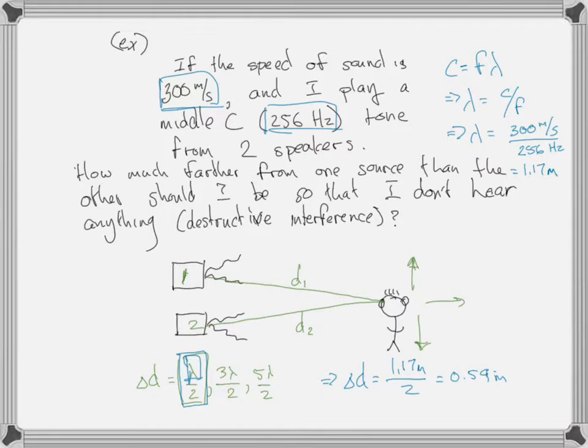And of course, I can also be 1.17 plus 0.59, which is 1.76 meters farther from one than the other. Do you see why it's 1.76? Because it's 3/2 lambda. And that will give me a position of destructive interference.